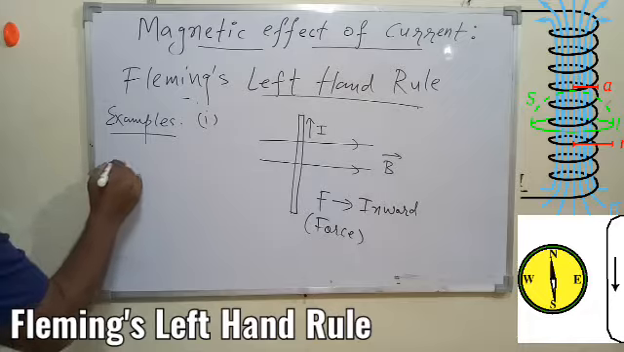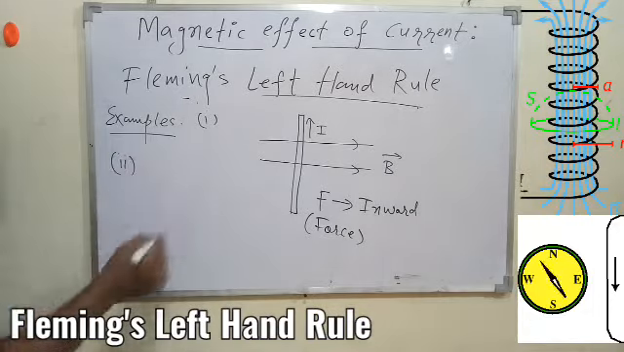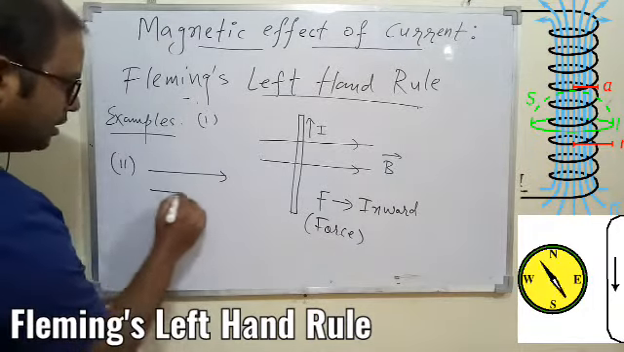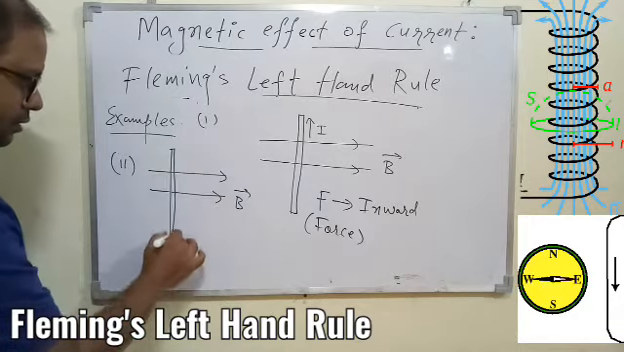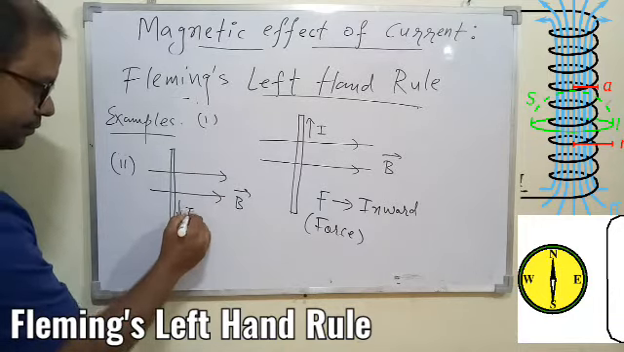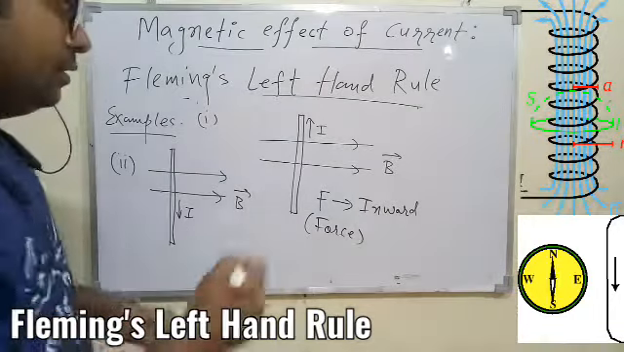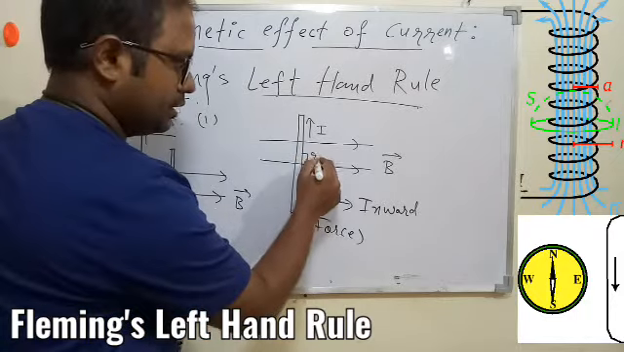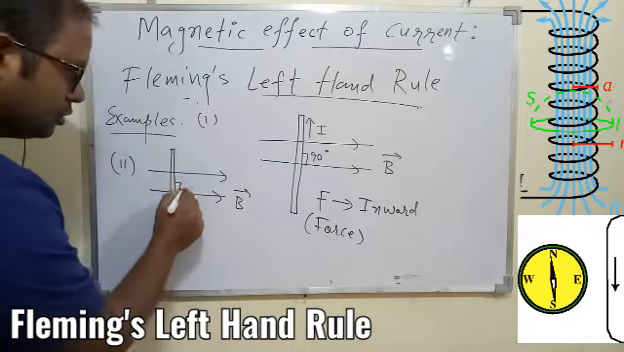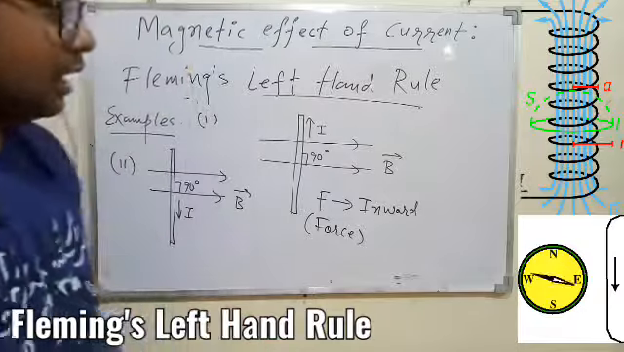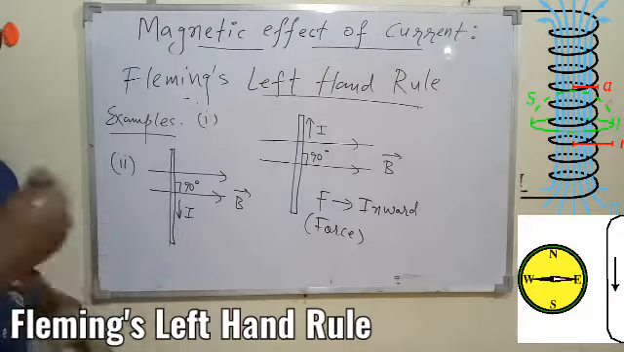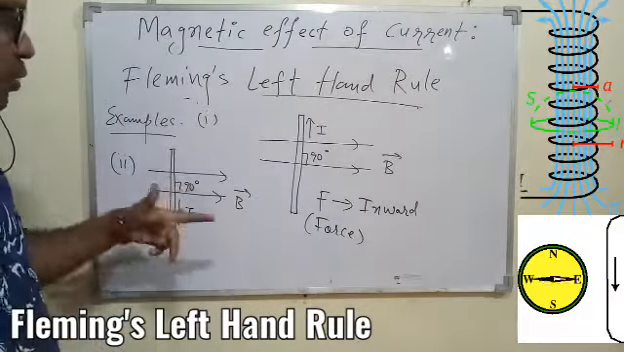Example 1. Let's take example 2. Let the magnetic field is along same direction and make the current downward. Here also it is 90 degree, here also it is 90 degree. So this is not changing. Only we have reversed the direction of current, and once we reverse the direction of current, the force will also get changed.